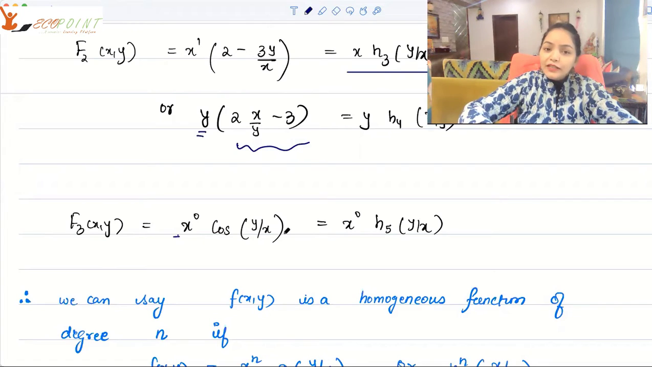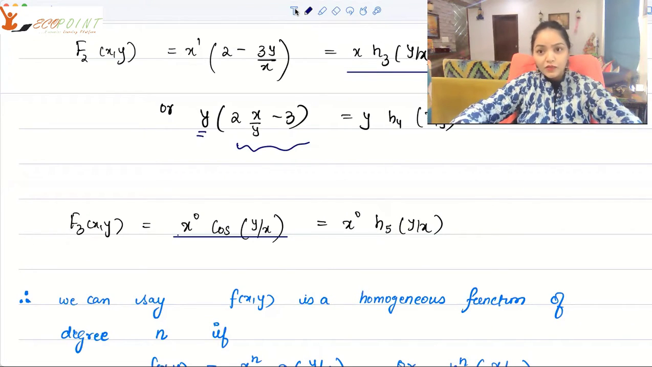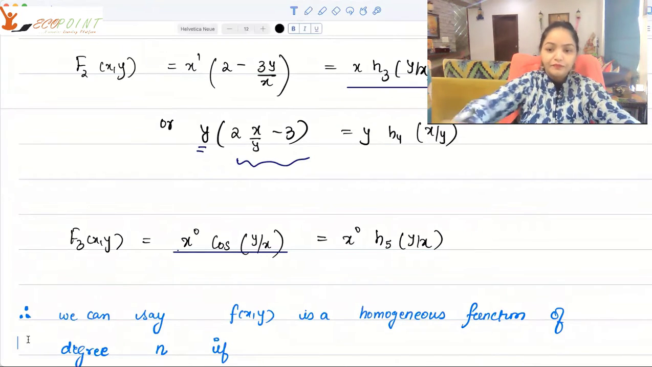So in other words, you can say that if you take x to the power 0 common, you have a function in terms of y by x. If you take y to the power 0 common, you have a function in terms of x by y. So we can say that if a function is homogeneous of degree n, then you can either take x to the power n common or y to the power n common, and convert it to a function that will look in terms of y by x or x by y, respectively.